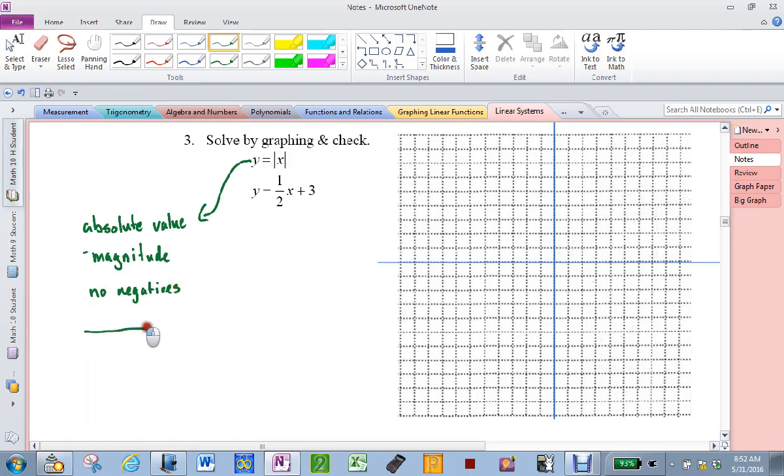So if I draw the number line, there is 0. That point right there is what? 2. And that point right there is what? Negative 2 on the number line. But in absolute value, they are both what? 2. Because they are 2 steps from 0. Is everybody cool with that?